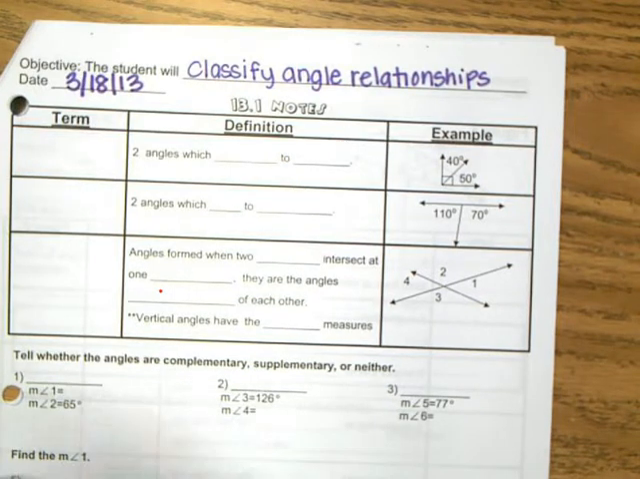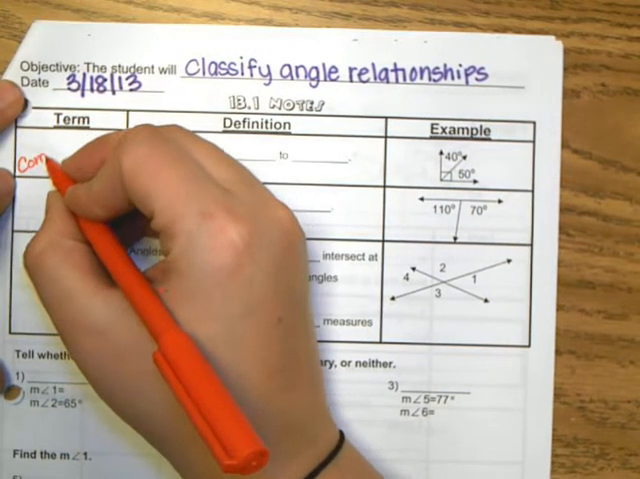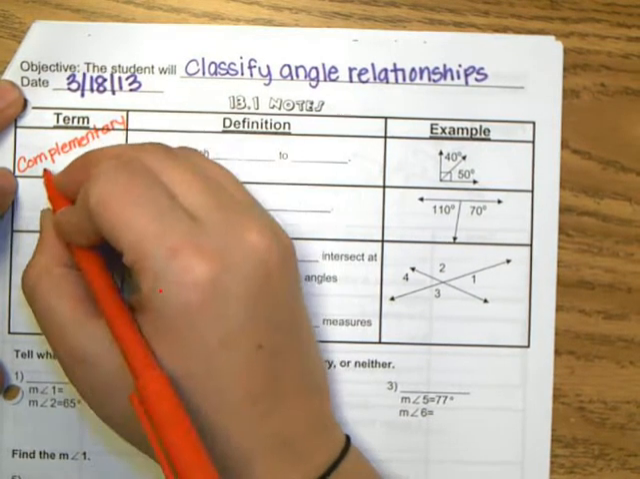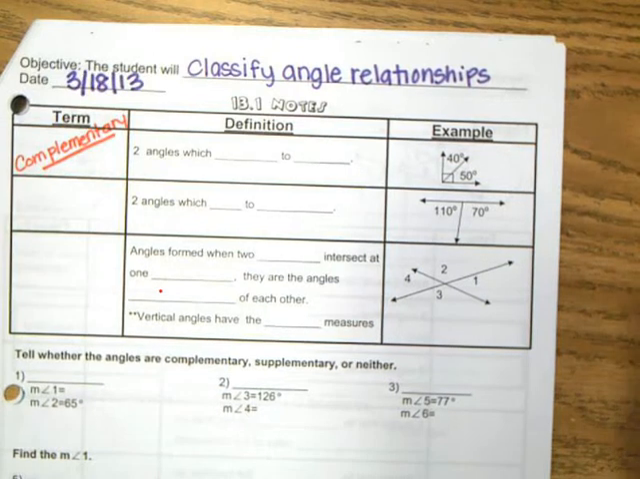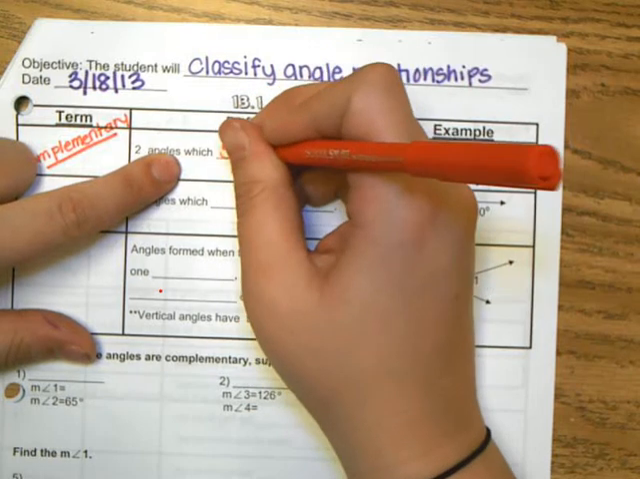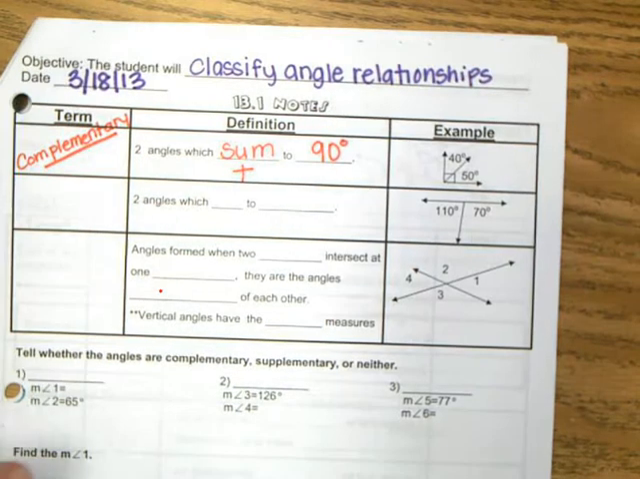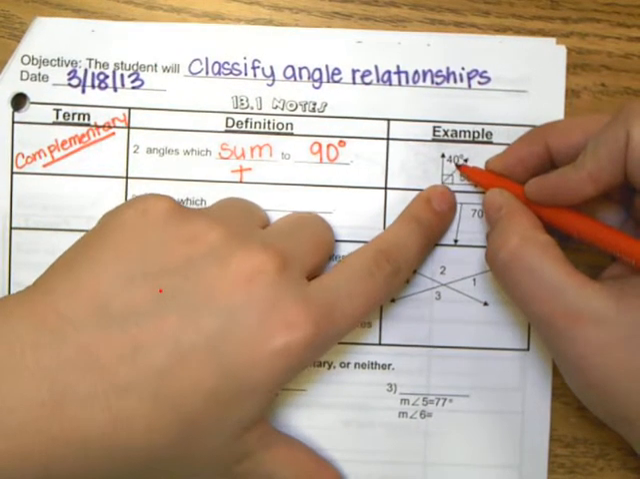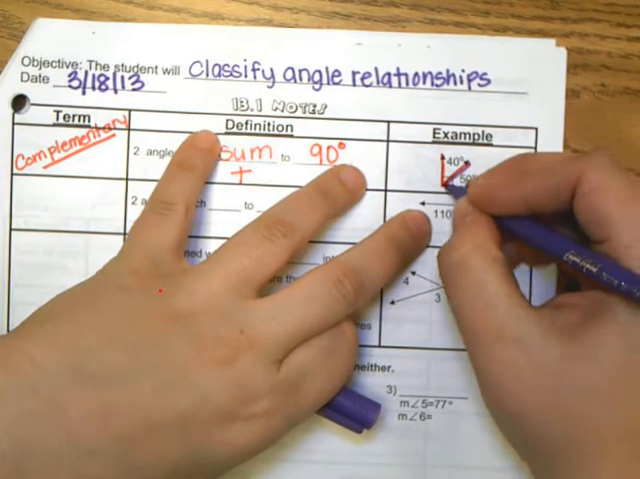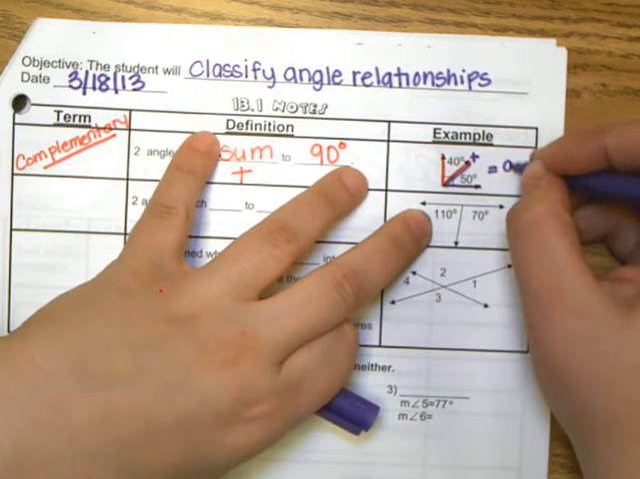angle. The first vocab word that we have is complementary. And complementary angles are two angles which add or sum to 90 degrees. So if we look at our example here, this angle in red here and this angle in purple here, when you combine them together, they add to equal 90 degrees.